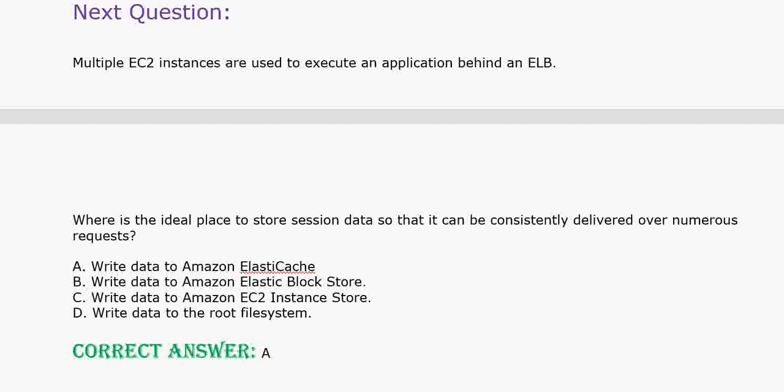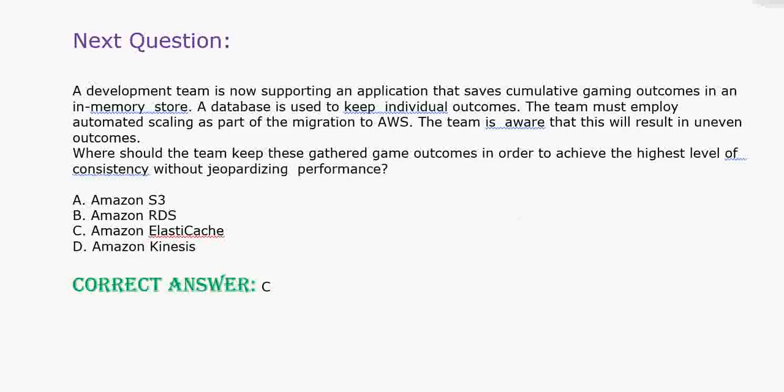Option number A, write data to Amazon ElastiCache. Option number B, write data to Amazon Elastic Block Store. Option number C, write data to Amazon EC2 instance store. Option number D, write data to the root file system. Correct answer is A.